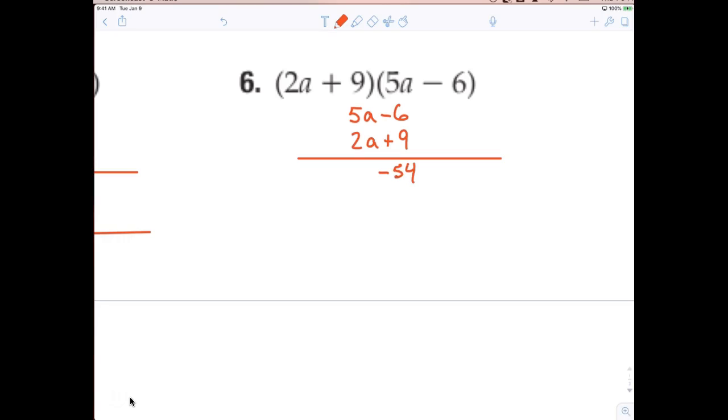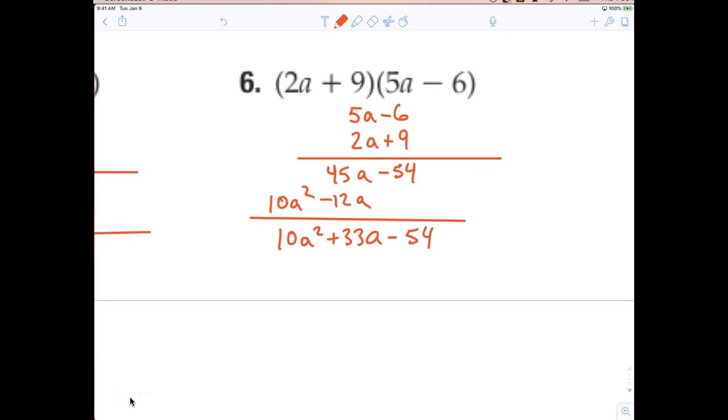Take your time now. Negative 54, 45a, negative 12a, and 10a squared. Come on now. Just double check your work. Verify. Generally people make mistakes on the positives and negatives. That's why I'm emphasizing that when you multiply the two things, you should tell me whether it's positive or negative. Then when you add that down, you end up with 10a squared plus 33a minus 54. Anybody have a problem with that?